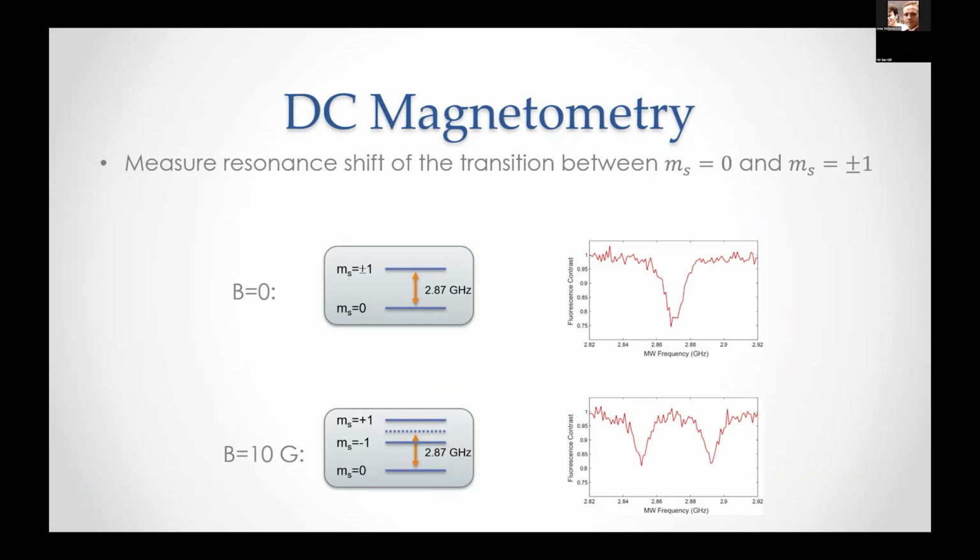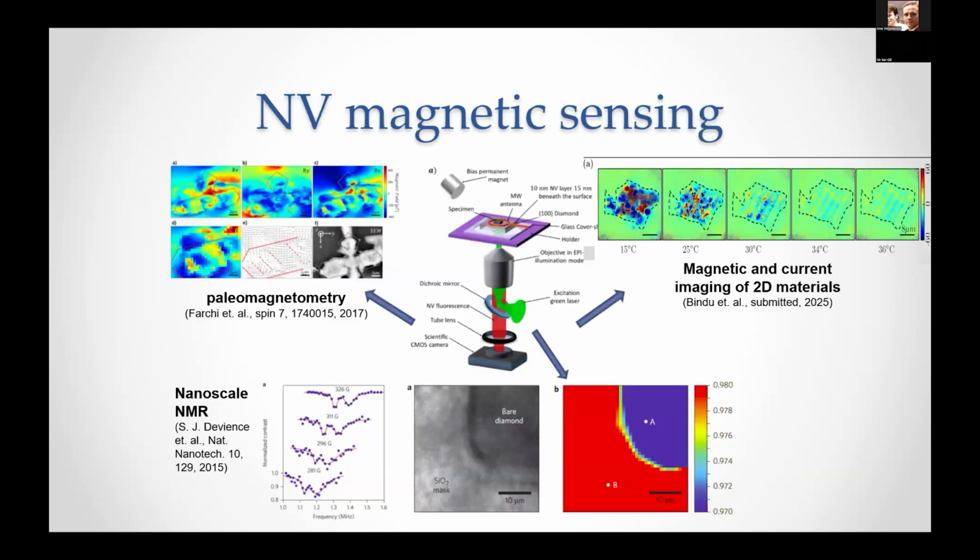And this splitting then shows up in this ODMR experiment through a split in the resonant frequencies of the transition from 0 to -1 versus the transition from 0 to +1. Okay, simple. This is the simplest magnetic measurement, DC magnetic measurement scheme.